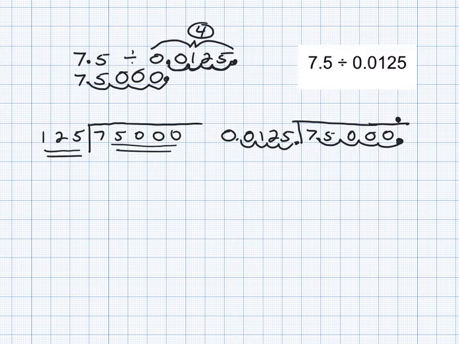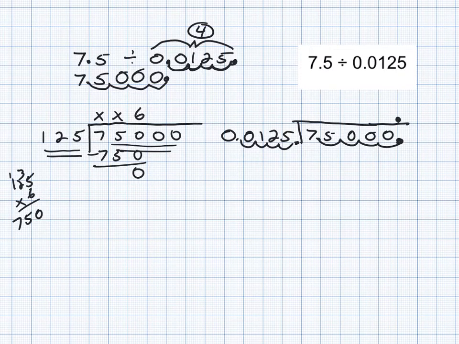So how do we do this problem? We say 125, does it go into 7? No. Does it go into 75? No. Well, how many 125s go into 750? Well, let's do 125 times 6. So I'm using some estimating skills. 125 times 6. 6 times 5 is 30. 6 times 2 is 12, plus 3 is 15. Bingo, 750. Okay, so 125 goes into 750 6 times for 750.